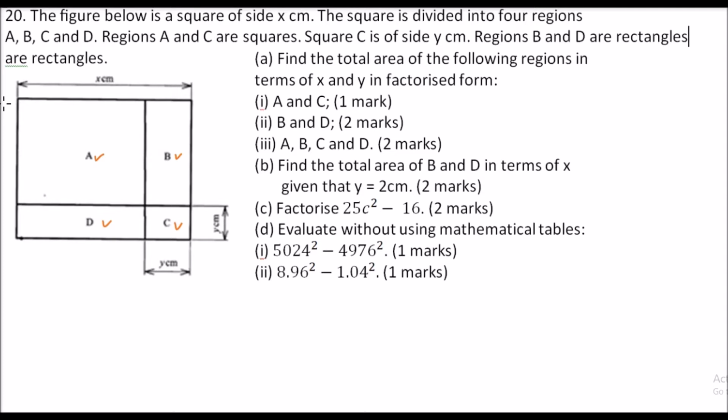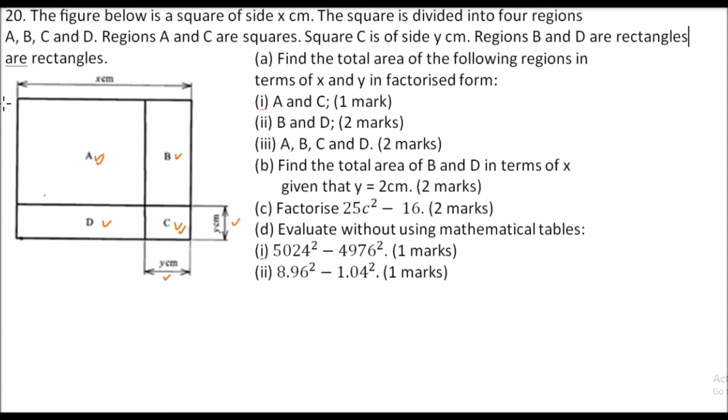Regions A and C are squares. So this is a square and that is a square. Square C is of side y, so this is side y and this is y centimeters. Regions B and D are rectangles.